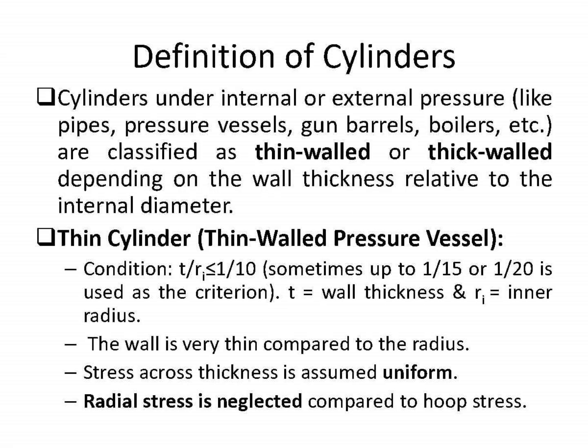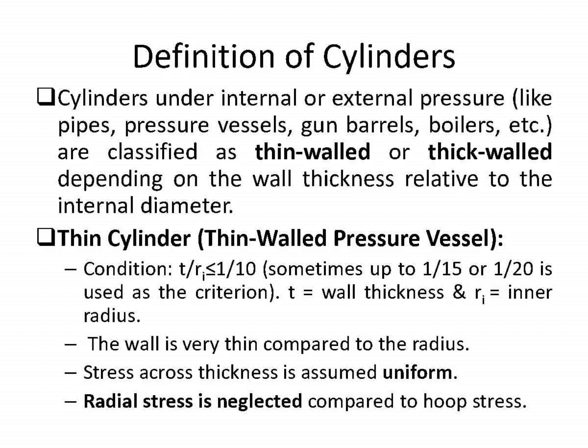Slide 3. Definition of cylinders. Cylinders subjected to pressure include pipes, boilers, pressure vessels, and gun barrels. These cylinders may experience internal pressure, external pressure, or both. The classification into thin-walled or thick-walled cylinders depends on the ratio of wall thickness to inner radius, not just the physical size of the cylinder.